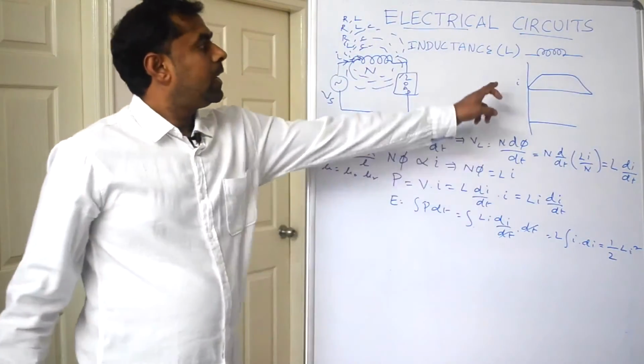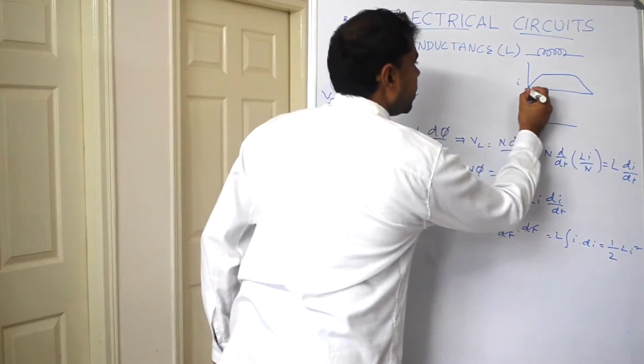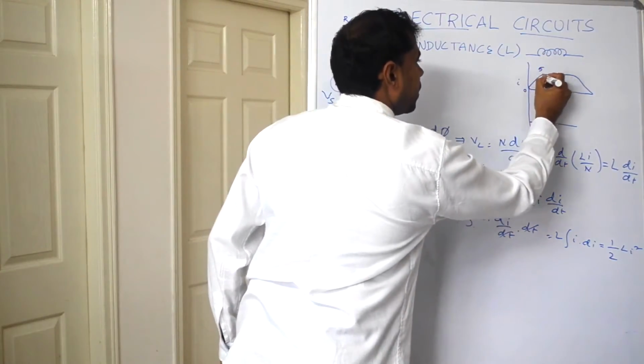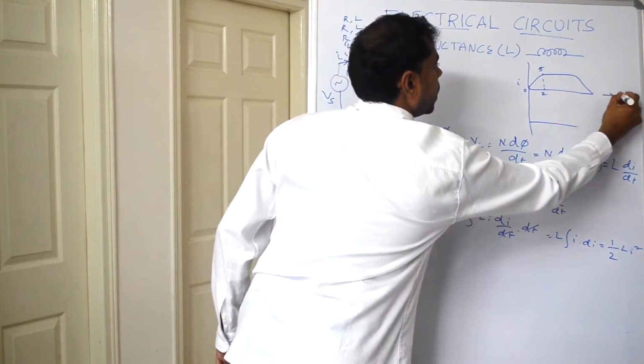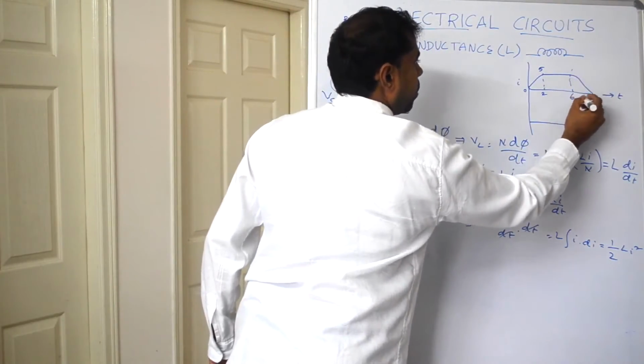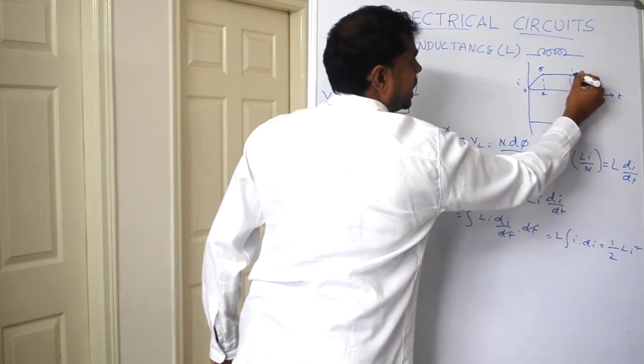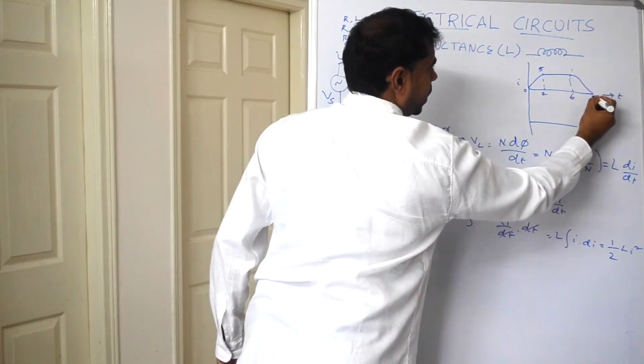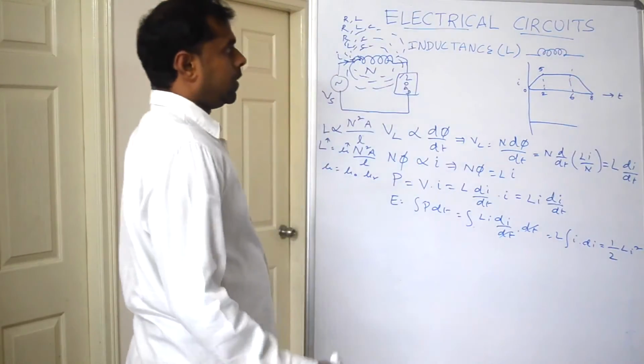Here I am taking the current changing from 0 to 5. The x-axis is time, in 2 seconds. Suppose it is constant up to 6 seconds, and the current again changes from 5 to 0 in another 2 seconds.